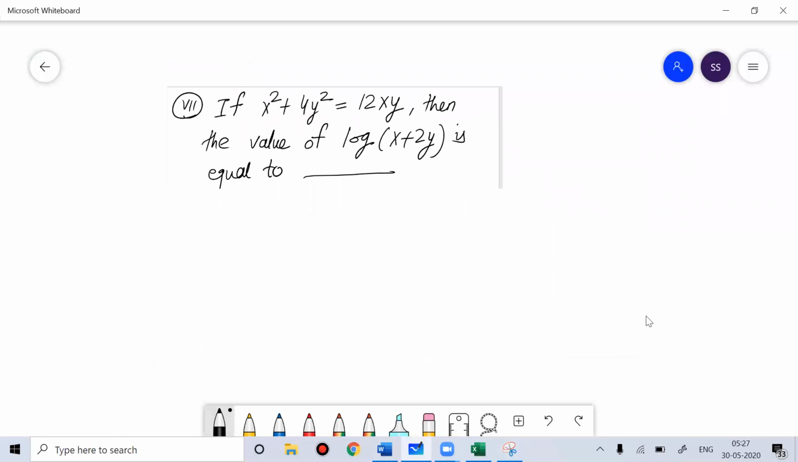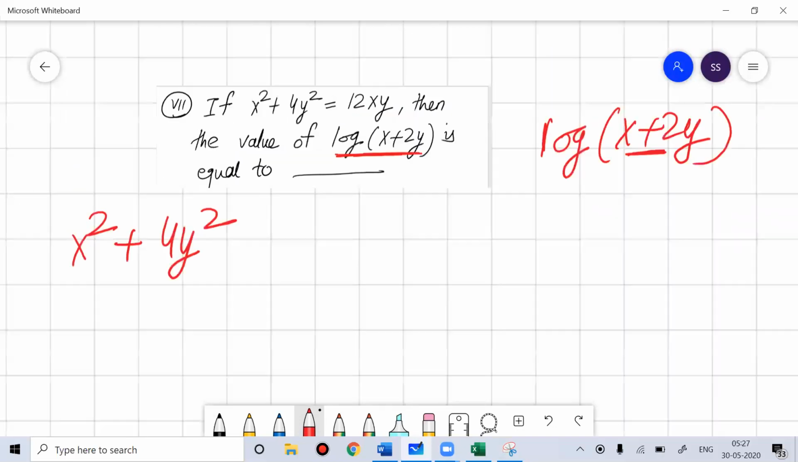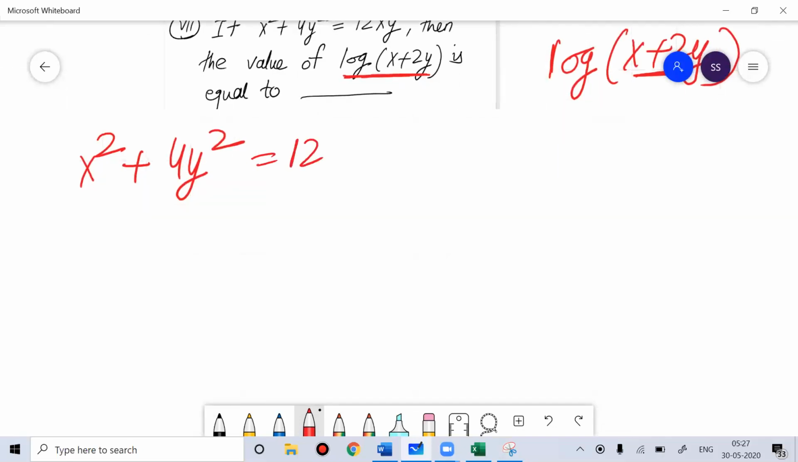Now try to solve this question. In this question, they're asking you to find the value of log of x plus 2y. What they've given you is x square plus 4y square equal to 12xy.